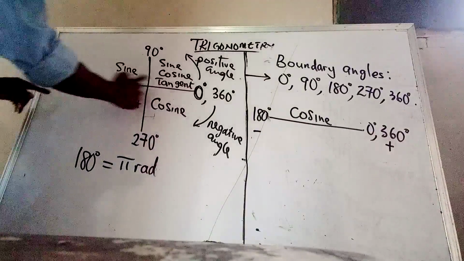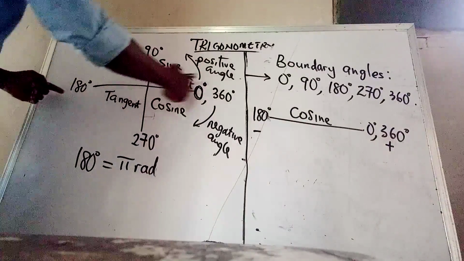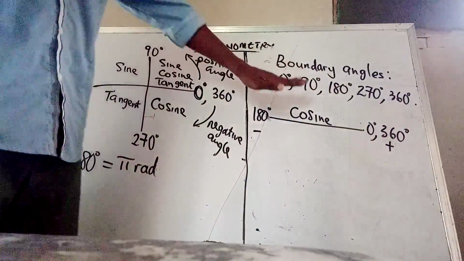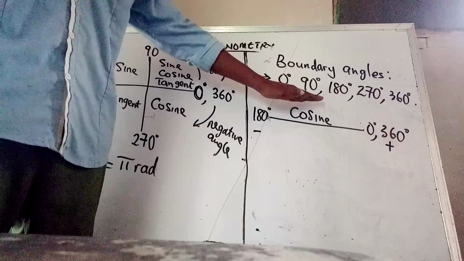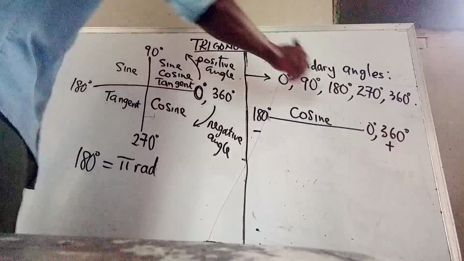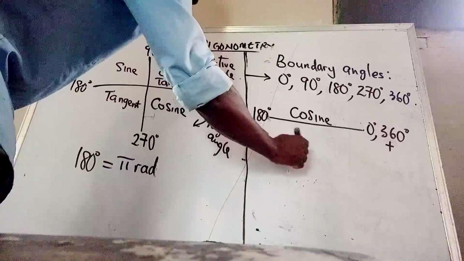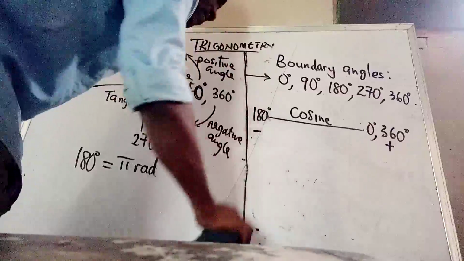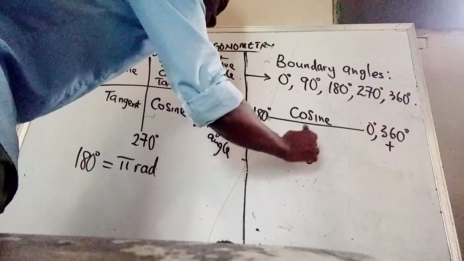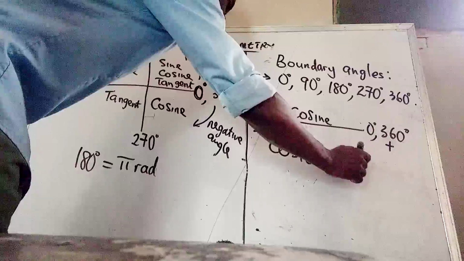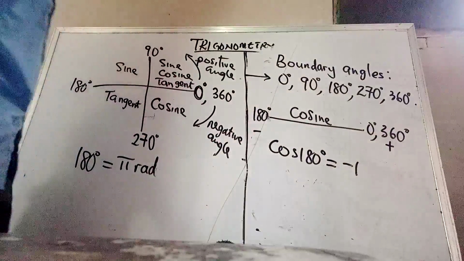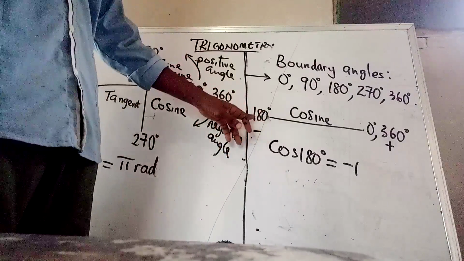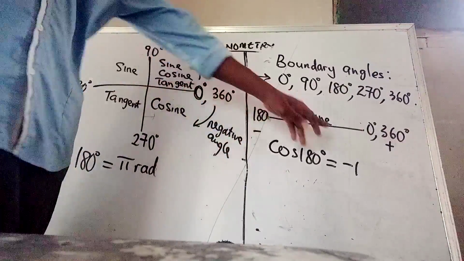Now, for the horizontal line, if you look at it here, the horizontal line connects 180, 0 and 360. Cosine claims this line. How? If you check for the cosine of 180 degrees, it will give you negative 1. That's why I put negative there. Because if you check for the cosine of 180 using your calculator, it will give you negative 1.